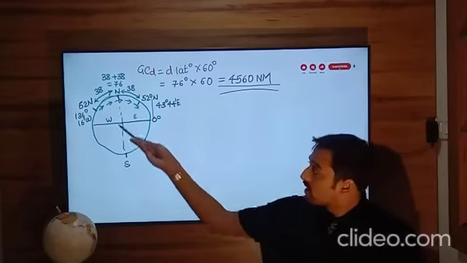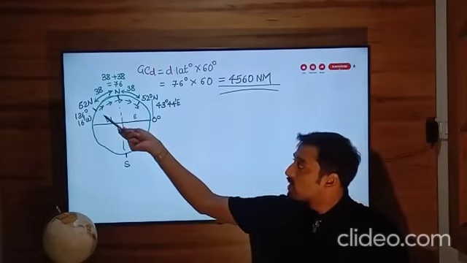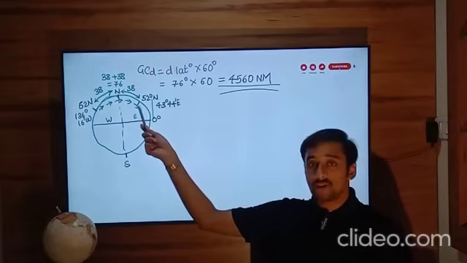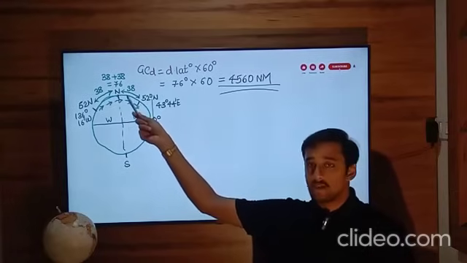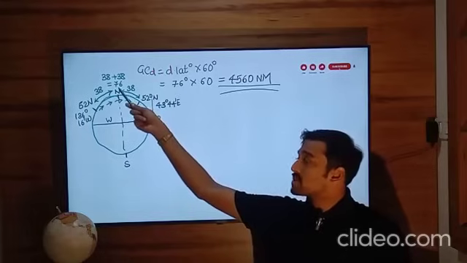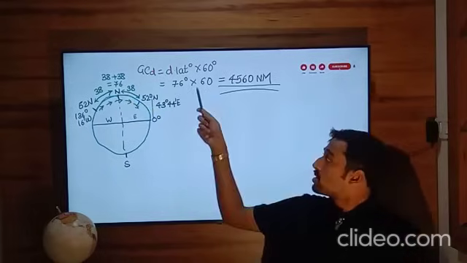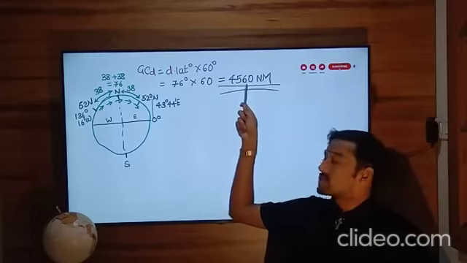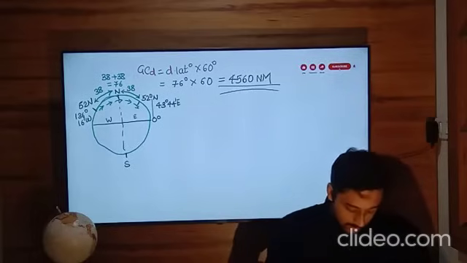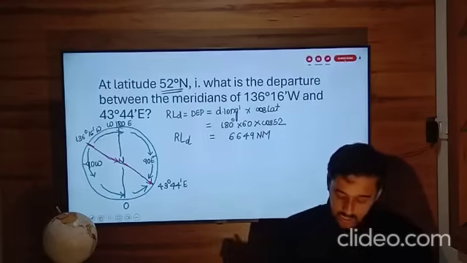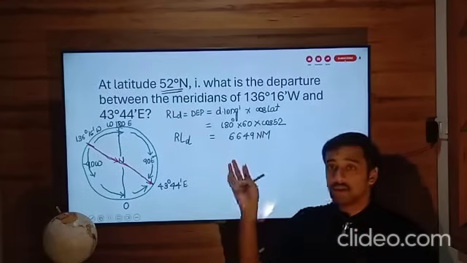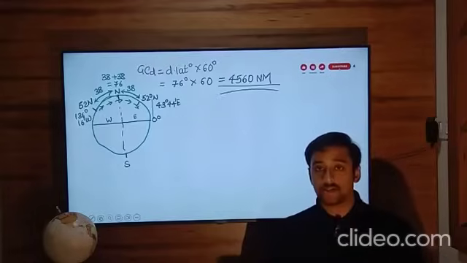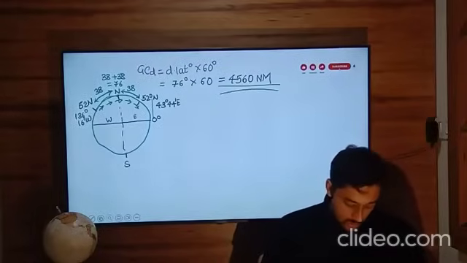So the difference between 90 degree north and 52 degree north is 38 degree. Difference between 90 and this 52 degree north is another 38. So total D lat will be 38 plus 38, 76. When you put 76 and you multiply by 60, you get answer 4560 miles. So compared to Rumline distance, which was 6649 miles, Great Circle is definitely less than that, 4560 nautical miles. Let's go to next question.